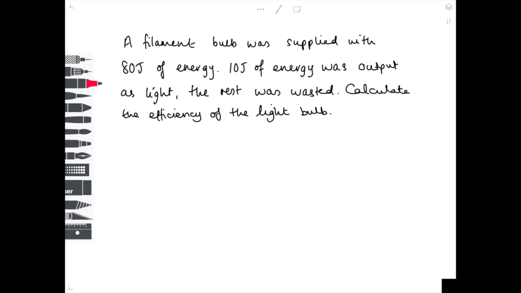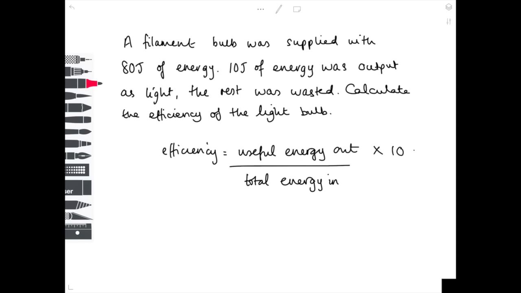We now need to look at efficiency. So using this example, a filament bulb was supplied with 80 joules of energy. 10 joules of energy was output as light, the rest was wasted. Calculate the efficiency of the light bulb. You need this equation: efficiency equals useful energy out divided by total energy in, and I like to make it a percentage, so times by 100, but that's not altogether necessary. So useful energy out, we know, was the light, so that's 10. Total energy input was 80. Times it by 100, so you can pop that into your calculator or just cancel it down like I've just done. So the efficiency is 12.5%.